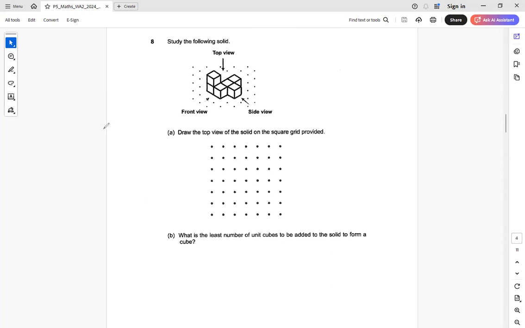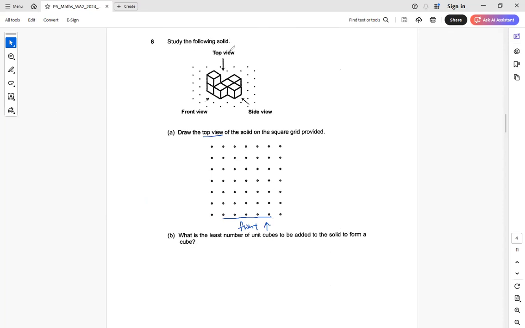Question 8, study the following solid. So you have your top view, front view, and your side view. The question wants you to draw the top view. But make sure when you draw your top view, you have to make sure this orientation here is drawn such that here is from your front. Here is from your front.